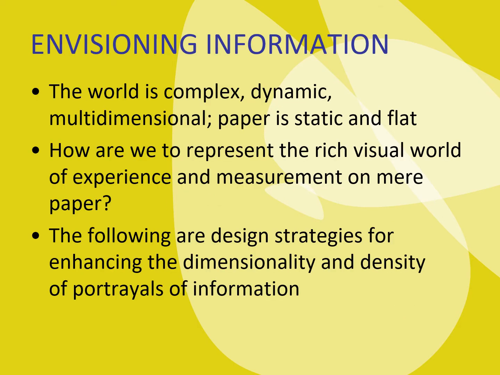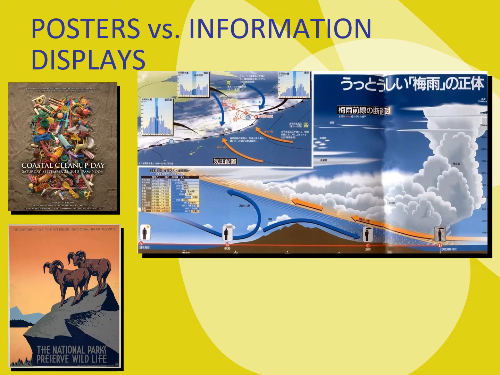So envisioning information: our world is complex, dynamic, multi-dimensional, and as we've talked about before, paper is this static and flat two-dimensional object. So we have a challenge in how to represent this rich visual world on paper. So some of these strategies are going to help convey that information.